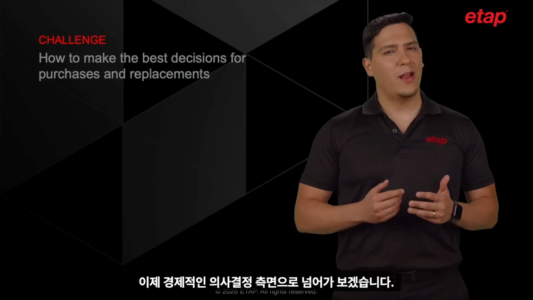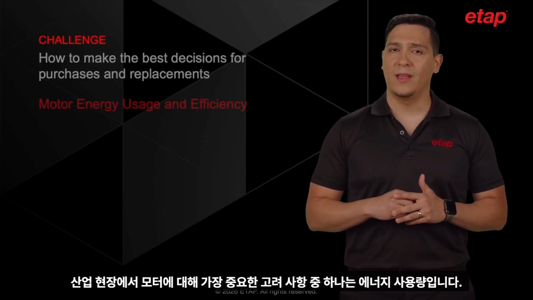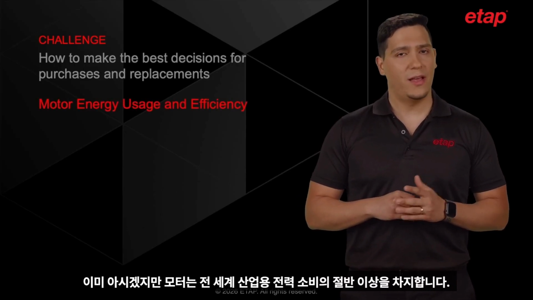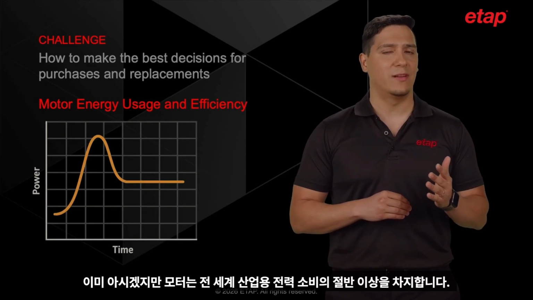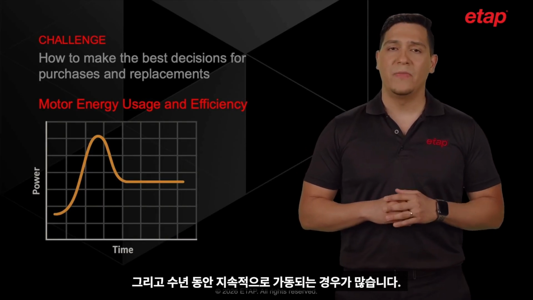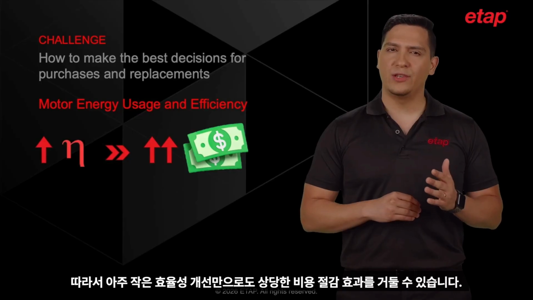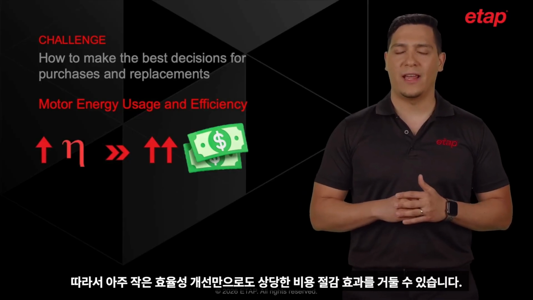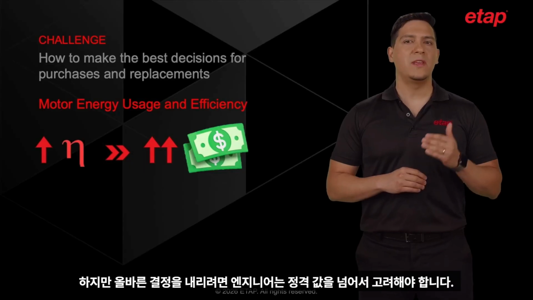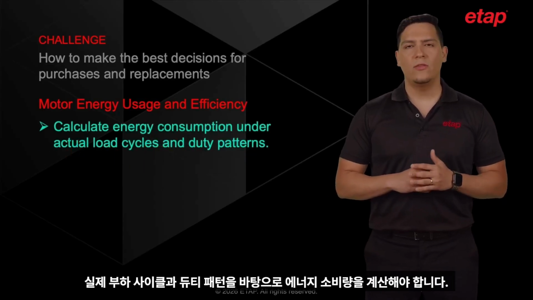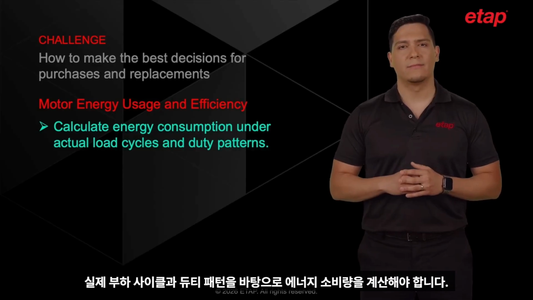Now, when it comes to economic decisions, one of the most important considerations for motors in the industry is their energy usage. As you know already, motors are responsible for more than half of the industrial electricity consumption worldwide, and often they run continuously for years. So even small improvements in efficiency can yield a significant cost savings. But to make informed decisions, engineers need to go beyond rated values. They need to calculate energy consumption under actual load cycles and duty patterns.